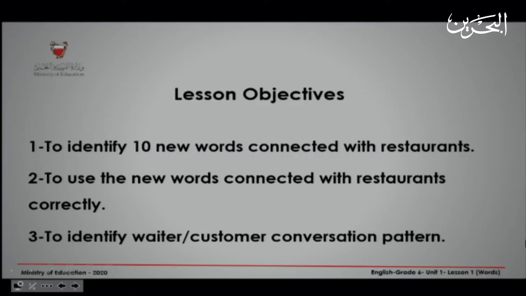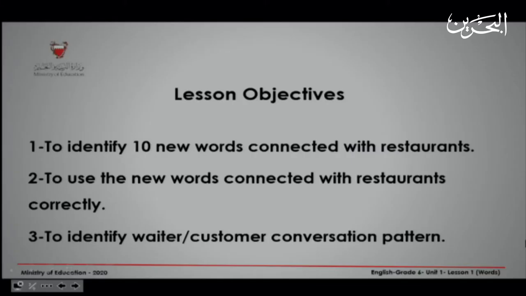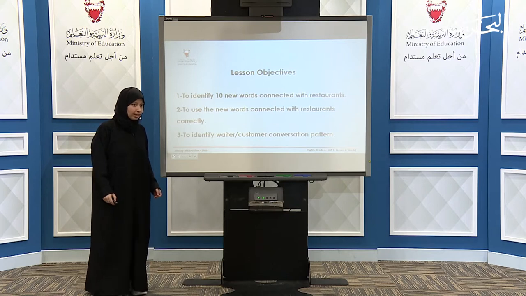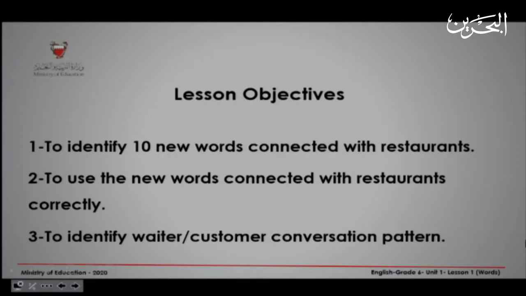We have got three objectives to tackle today, and they are to identify 10 new words connected with restaurants, to use the new words connected with restaurants correctly, and the third objective is to identify waiter-customer conversation better.